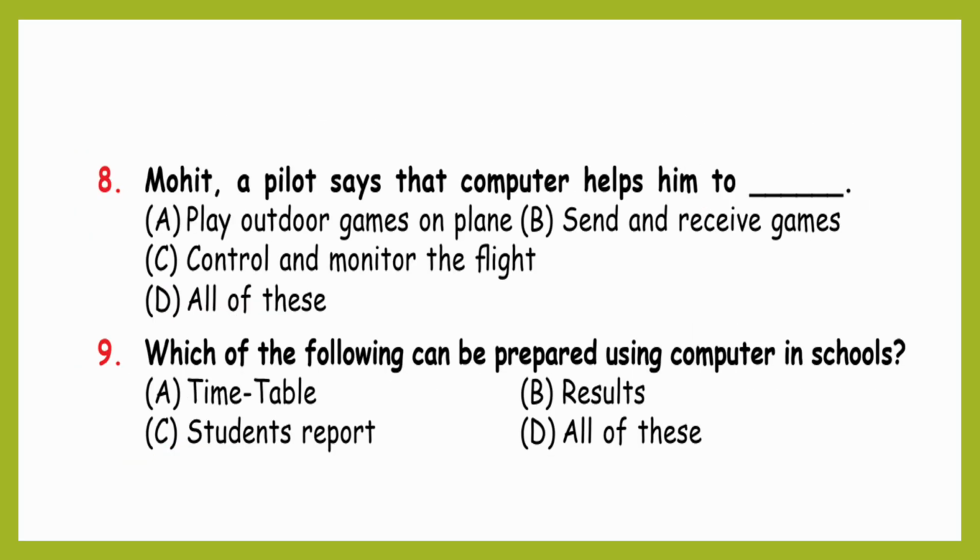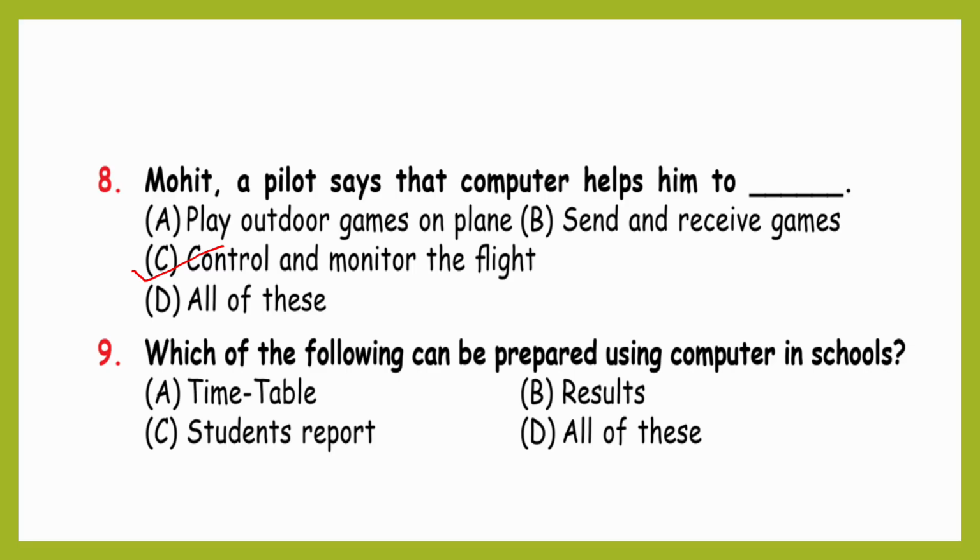Next one, Mohit, a pilot, says that computer helps him to dash. Option A, play outdoor games on plane. B, send and receive games. C, control and monitor the flight. Then option D, all of these. So what is the correct answer? Option C, control and monitor the flight.